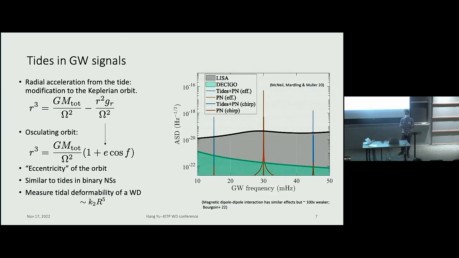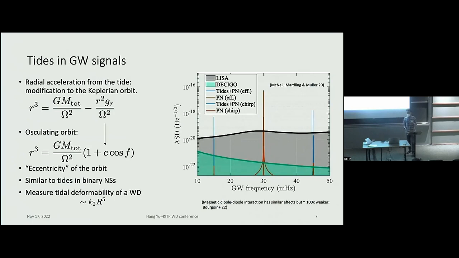Just like when we have tidal interactions, the tide will deform the white dwarf into an elliptical shape. And then this same effect, when it backreacts on the orbit, will also deform the orbit to be a little bit eccentric. What that means is that when we consider the gravitational wave radiation from such a system, the gravitational wave signal will be emitted not only at twice the orbital frequency, but also at other orbital harmonics, as indicated by the blue peaks here.